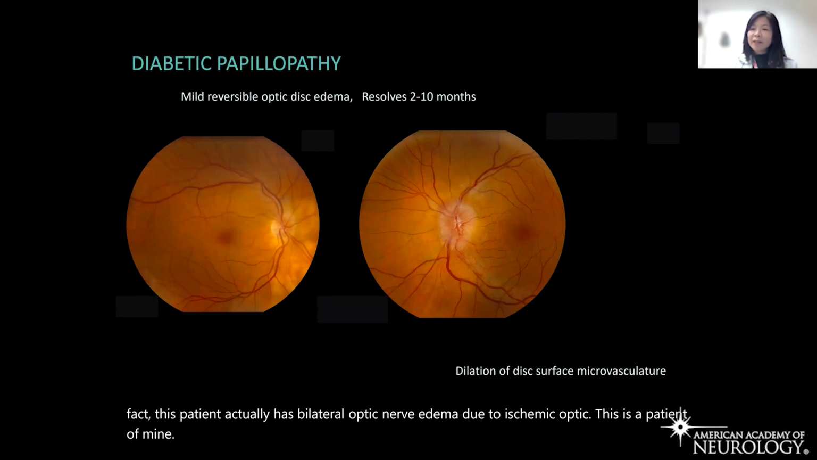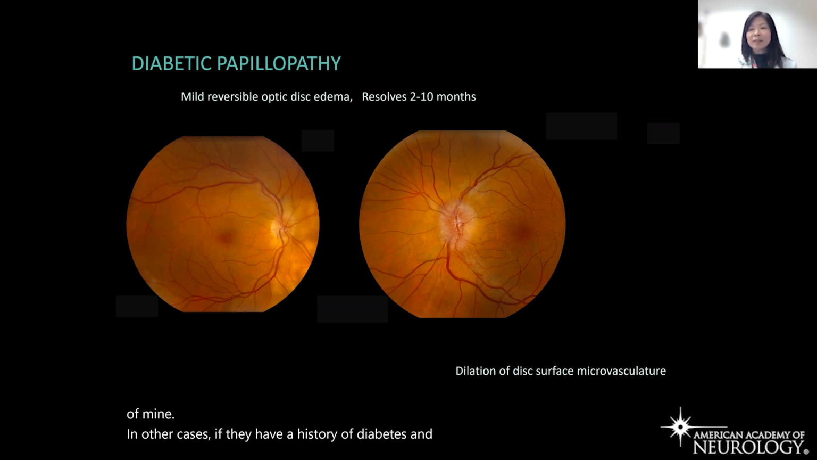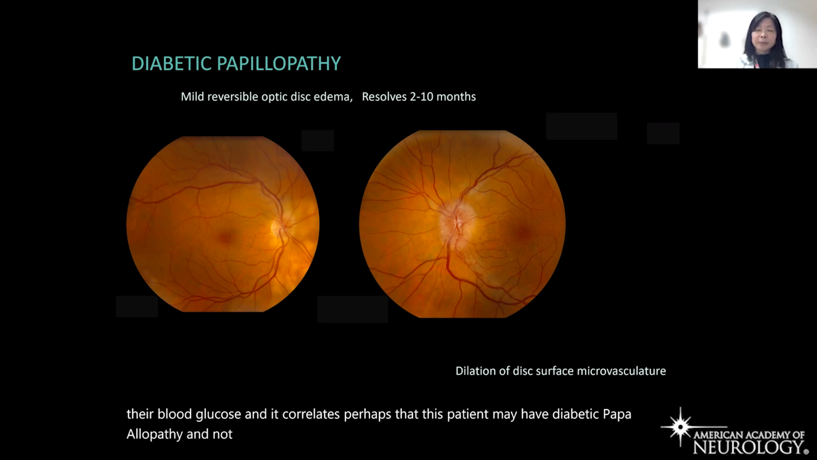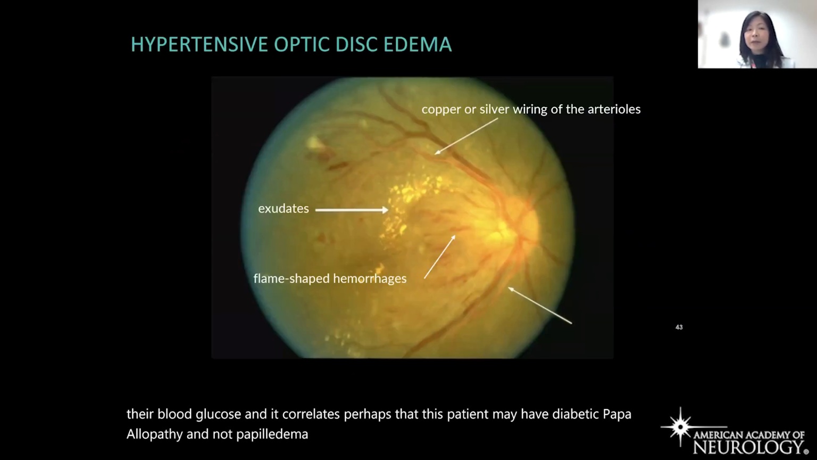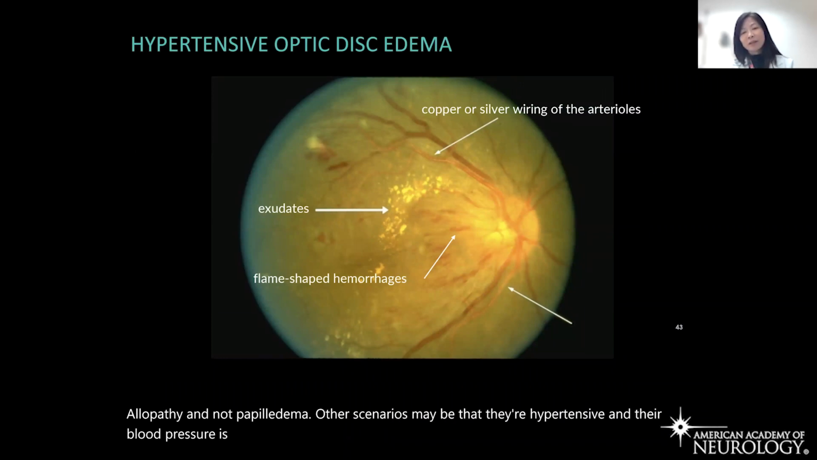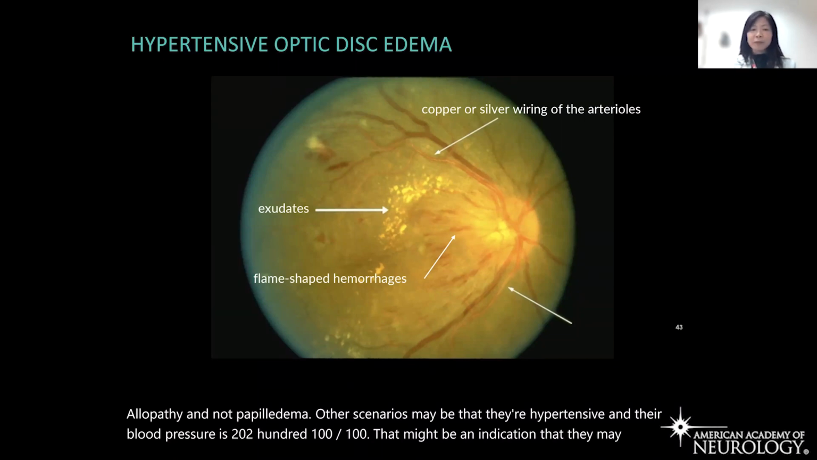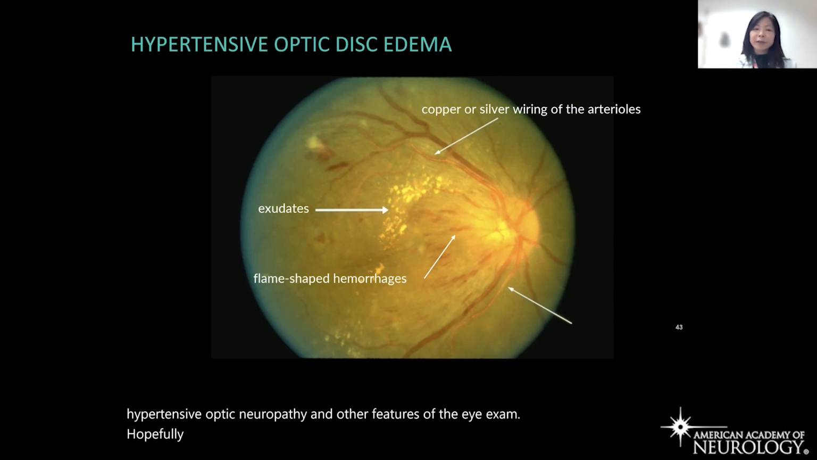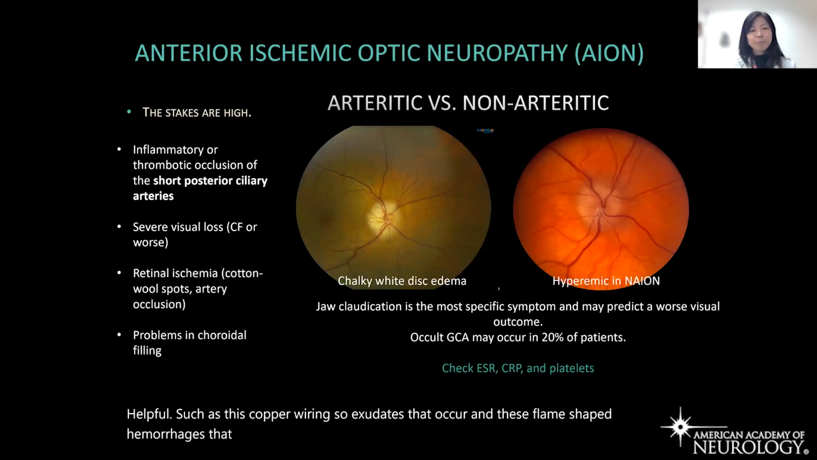In other cases, if they have a history of diabetes and the A1C is out of control, you check their blood glucose and it correlates, perhaps this patient may have diabetic papillopathy and not papilledema. Other scenarios may be that they're hypertensive and their blood pressure is 200 over 100. That might be an indication that they may have hypertensive optic neuropathy. And other features of the eye exam are helpful, such as copper wiring, exudates that occur, and flame-shaped hemorrhages as well.